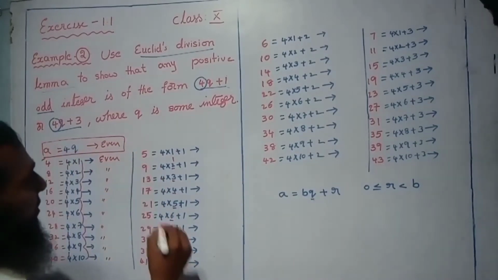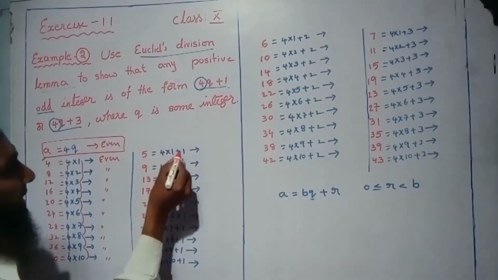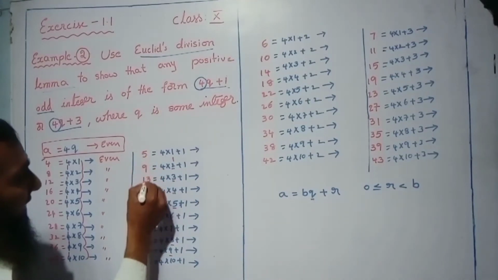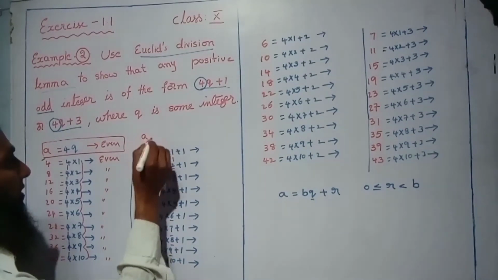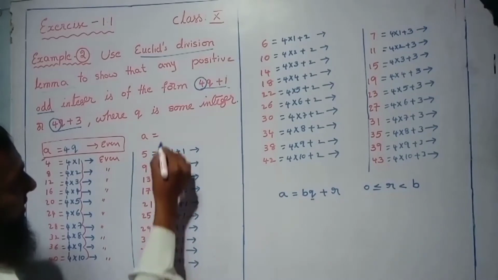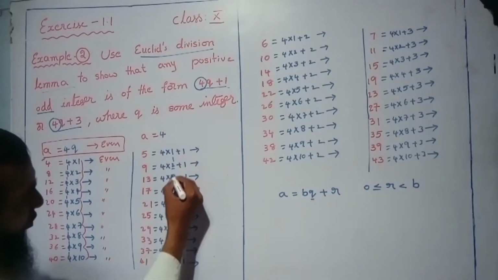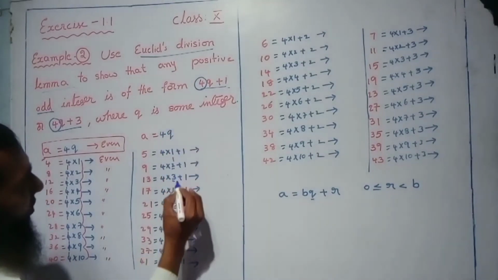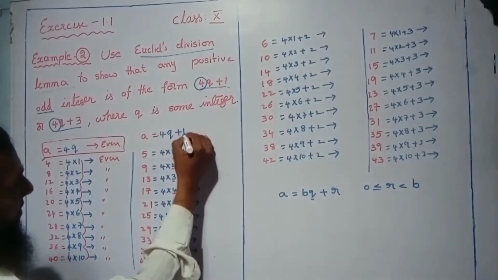Now come to here. If I add 1 to 4 into 1, we get 5. So for 5, 9, 13, 17, 21, 25, 29, in this place I am going to take a, again applying Euclid division lemma. So 4 is constant, you should write 4, and here the positive integers 1, 2, 3, 4, 5, in this place I am going to substitute q, and plus 1 is constant, so take 1.